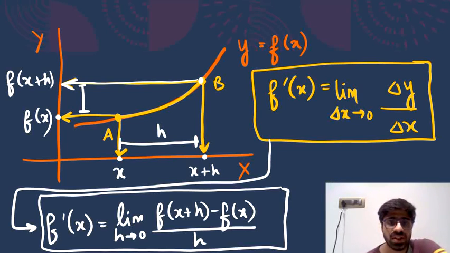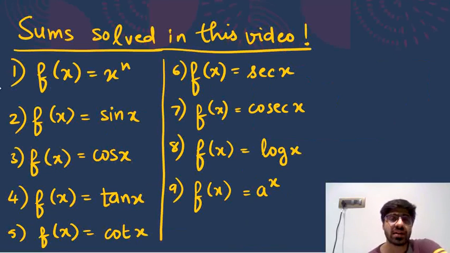Okay, so with this definition, these are the sums that we will be solving in this video. These are all standard results that you have learned in derivatives. That is, f of x equal to x power n, so the derivative would be n times x power n minus 1. You have learned all those results, right? So those are the results that I will be deriving in this video, and we will be deriving them with the help of the first principles method that we have just learned. Okay, so let's begin with the very first one.